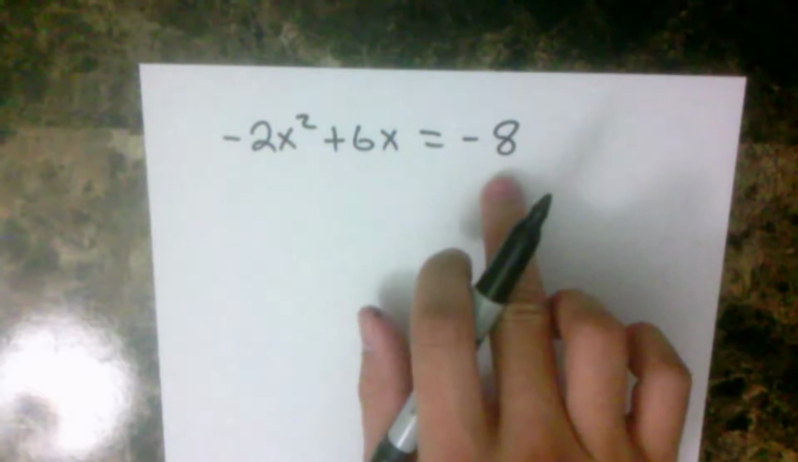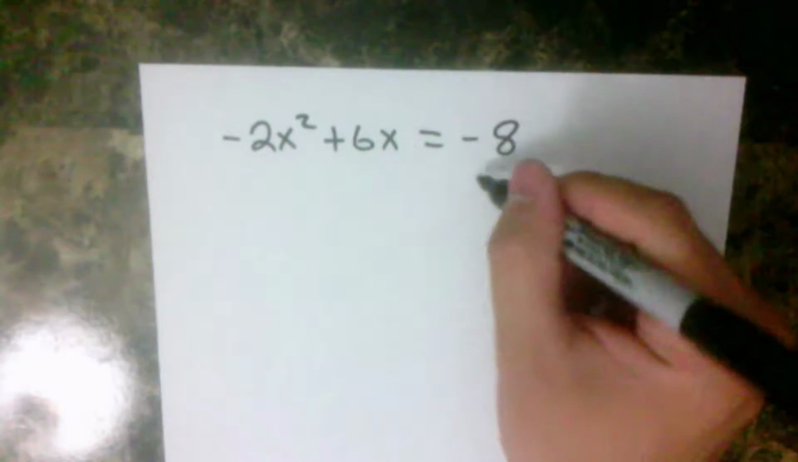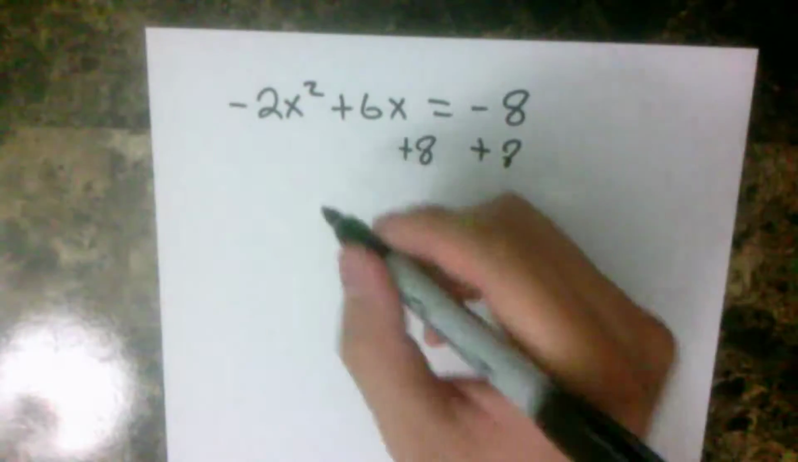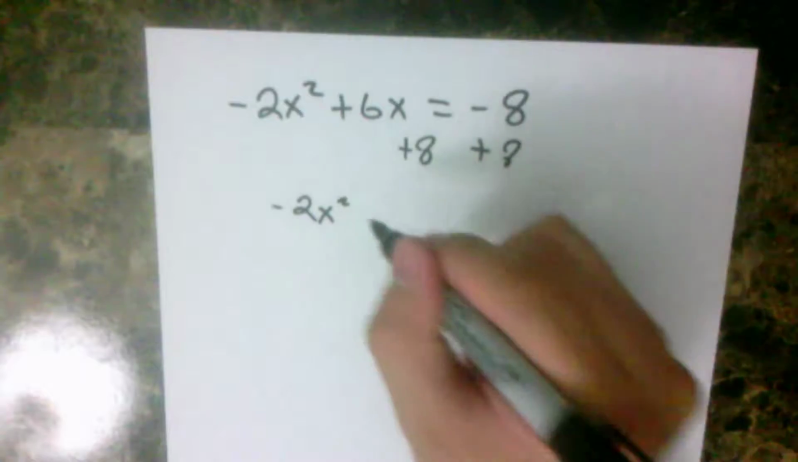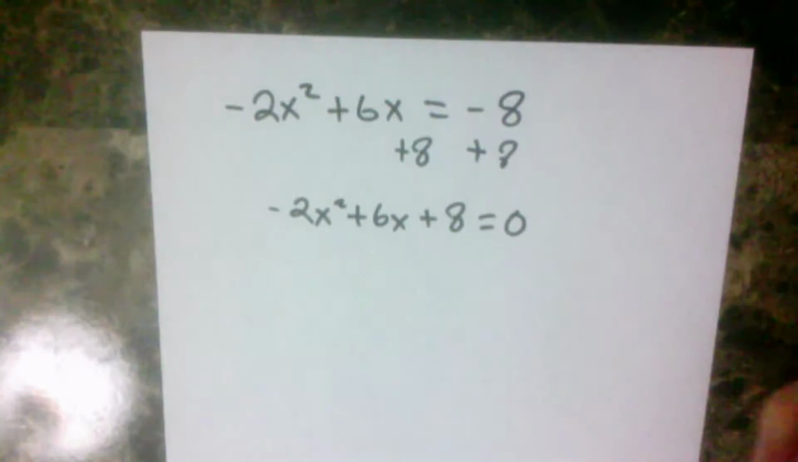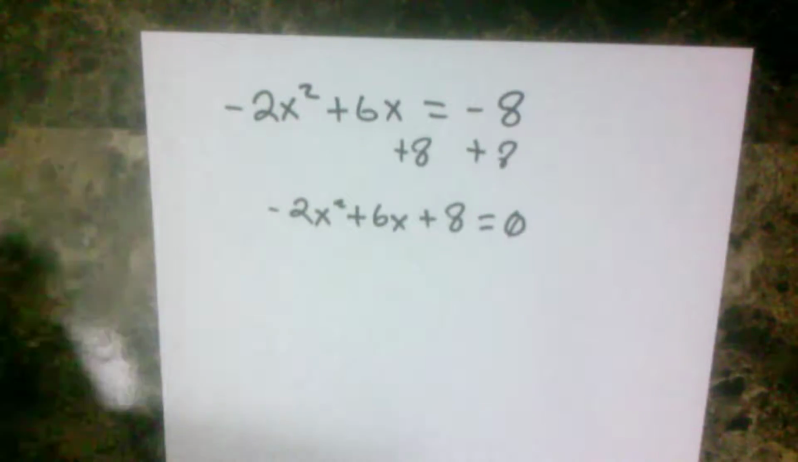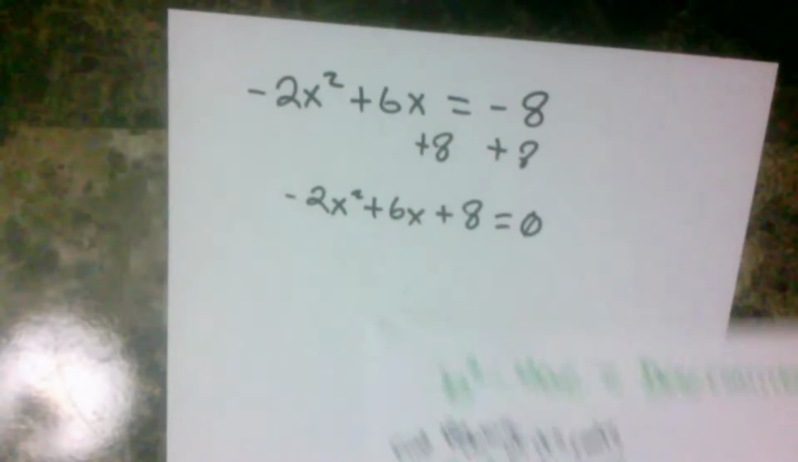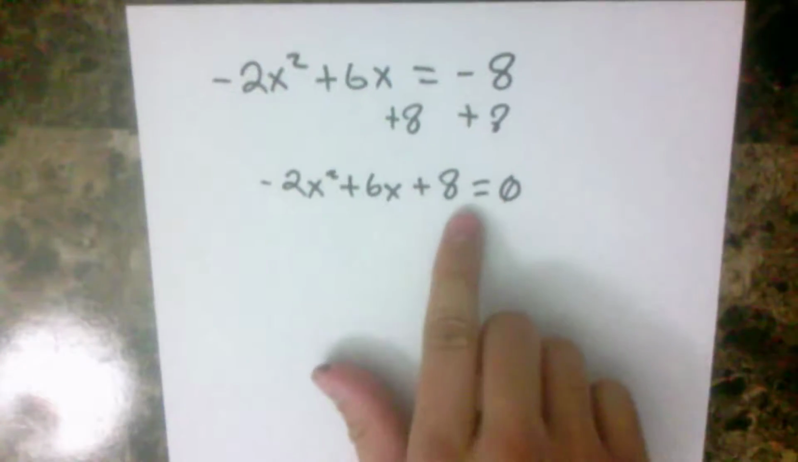If this is not equal to 0, that's a negative 8. That's clearly not a 0, but we can make this 0. If you add 8 to negative 8, you get 0. In which case now your equation becomes negative 2x squared plus 6x plus 8 equals 0. Okay? And then you would be able to proceed with your problem like normal. In fact, you actually just did that earlier. Negative 2x squared plus 6x plus 8.